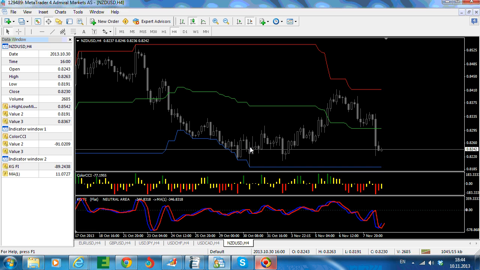Moving on with our project here, it is time to take a look at the next currency pair. This is the New Zealand dollar, US dollar. Again, this binary option strategy, the high, low, middle strategy that we are analyzing here, is based on the 4-hour chart, based on 3 indicators.